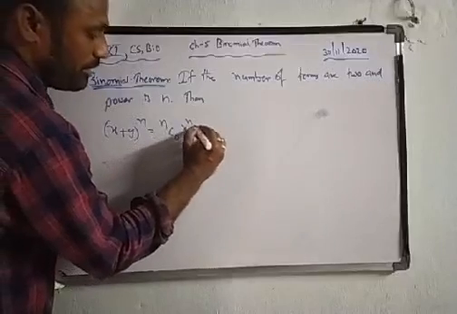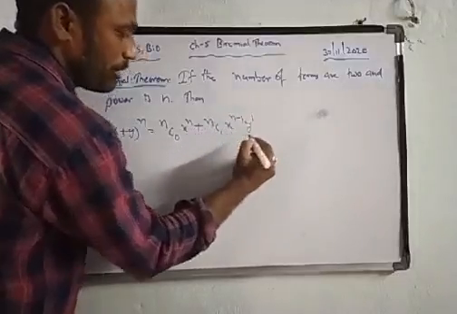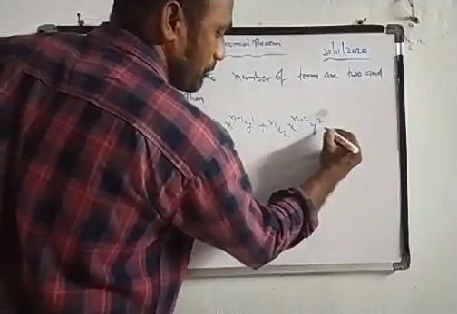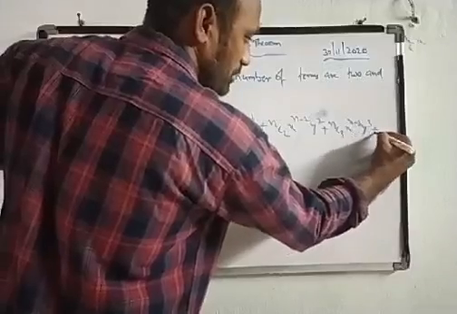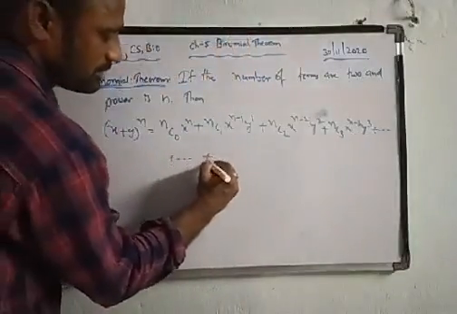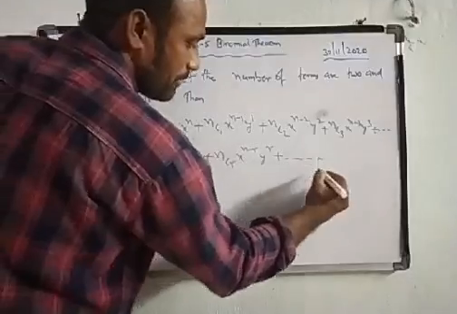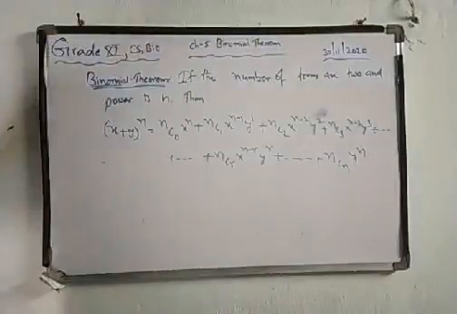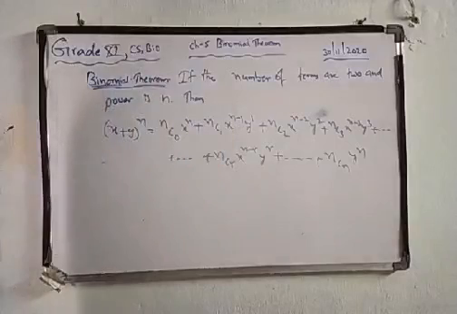nC0 x to the power of n plus nC1 x to the power of n minus 1 y to the power of 1 plus nC2 x to the power of n minus 2 y to the power of 2 plus nC3 x to the power of n minus 3 y to the power of 3 plus and so on, plus nCr x to the power of n minus r y to the power of r plus and so on, nCn y to the power of n. So this is the formula for using the binomial theorem for any power. If the power is 10 or 100, we can do it for all of them.